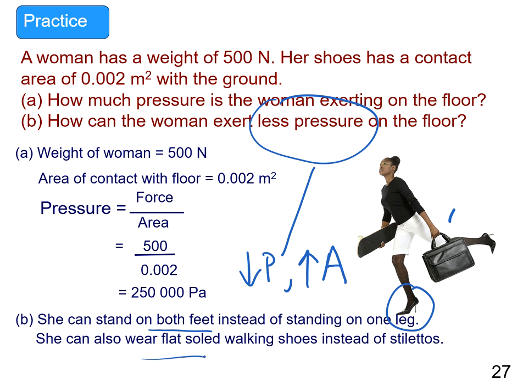or you can also wear flats rather than the stiletto. Now, if you look at the diagram closely, this woman is actually carrying a handbag, and there's something else that looks like a file. Of course, if you want to exert less pressure, in this case you can't reduce the weight of the woman, but you can let go of these items. That's another possible answer as well.